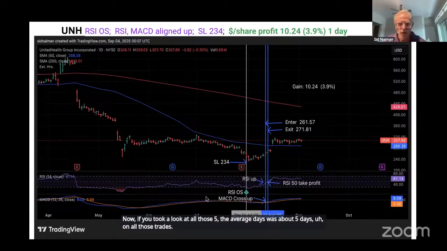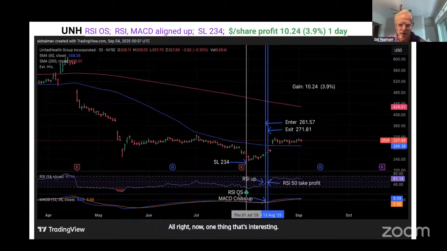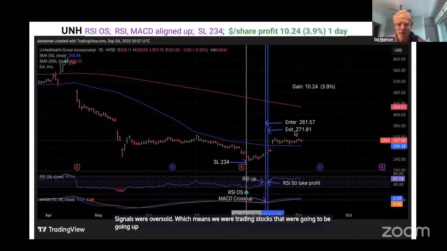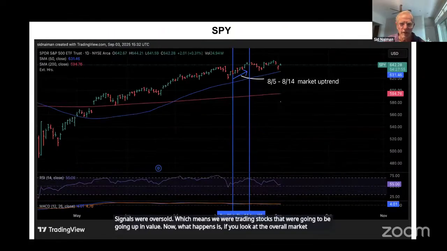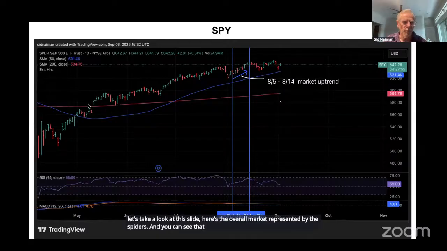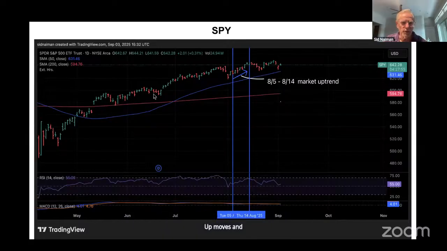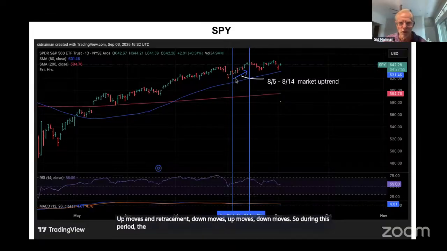All right, now one thing that's interesting, if anyone noticed, all of our RSI signals were oversold, which means we were trading stocks that were going to be going up in value. Now, what happens is, if you look at the overall market, let's take a look at this slide. Here's the overall market represented by the spiders. And you can see that we have up moves and retracement, down moves, up moves, down moves. So during this period, the five stocks I gave you, look what the market was doing. It was going up.